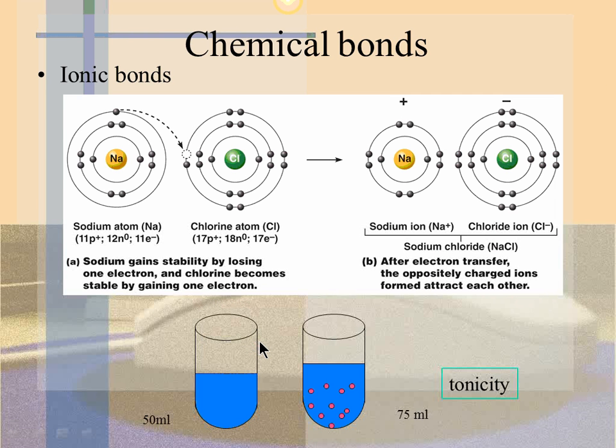So here, remember I said you can either give away, or you can take, or you can share. When you're giving or taking from someone, that kind of bond which is formed is known as an ionic bond. These are weak bonds. We call them weak because they're not attracted very strongly. They can break. They don't need too much energy to break them.